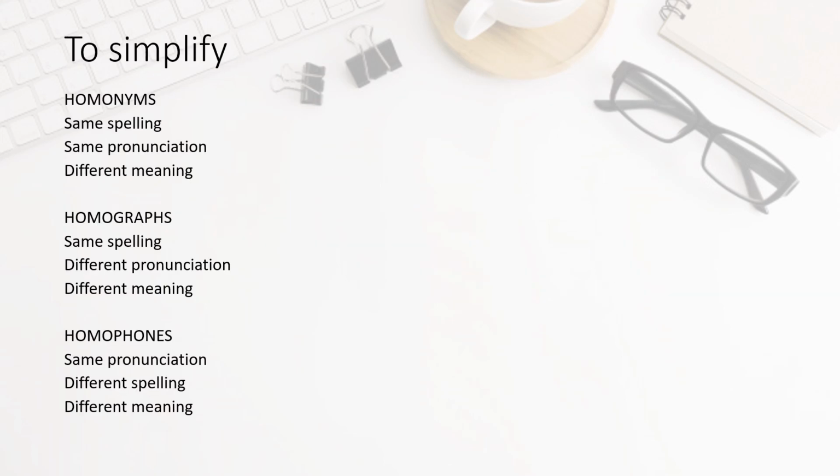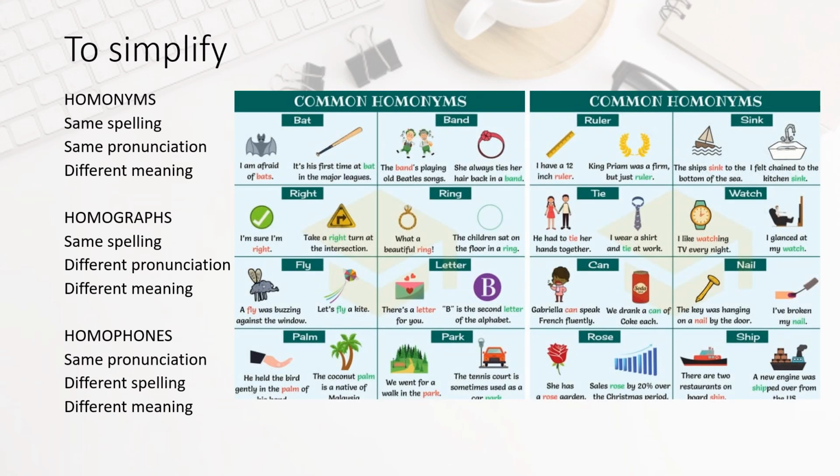As mentioned earlier, to simplify the difference between homonyms, homographs, and homophones, I listed down three characteristics for each type. So I hope you are taking down notes as reminded earlier on the following discussions. So homonyms have the same spelling, same pronunciation, different meaning, while homographs have the same spelling, different pronunciation, different meaning. Homophones have the same pronunciation, different spelling, and different meaning.